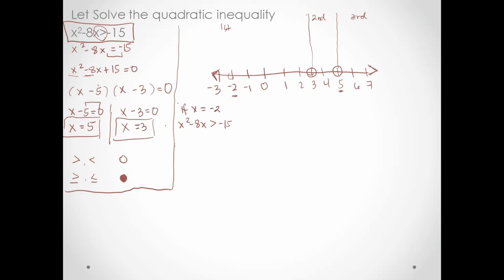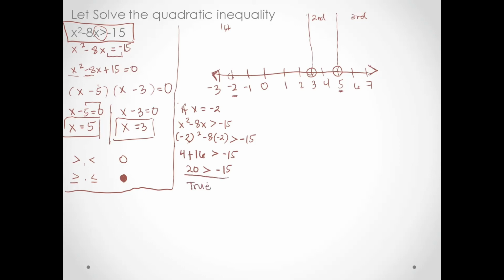So, negative 2 squared minus 8 times negative 2 is greater than negative 15. Then simplify, negative 2 squared is equal to positive 4. And then negative 8 times negative 2 is positive 16. And then greater than negative 15. So 4 plus 16 is equal to 20. Then greater than negative 15. So this statement is true dahil yung 20 natin is greater than negative 15.